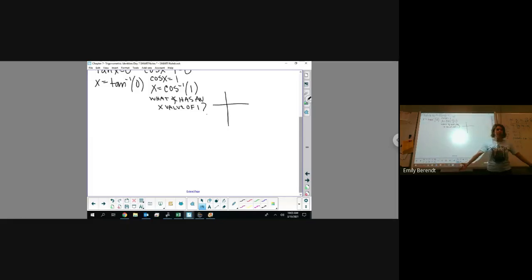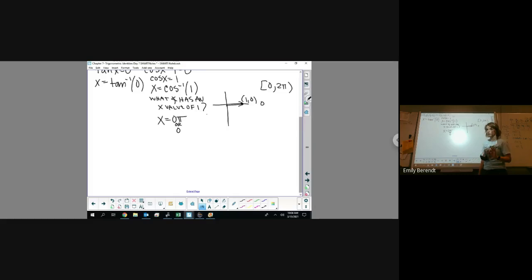Well, 1 is on the unit circle. Which angle has an x of 1? Right over here. The ordered pair is 1, 0, which is 0. And technically 2 pi. But our interval, remember, has to be between 0 and 2 pi with the open parentheses. So we can't use 2 pi as an answer. So 0 or 0 pi, whichever one you want to write. It doesn't matter. Any others that would work for that one? Nope.